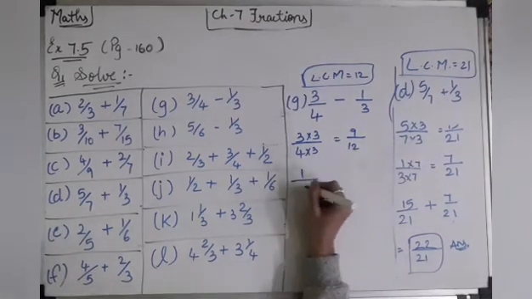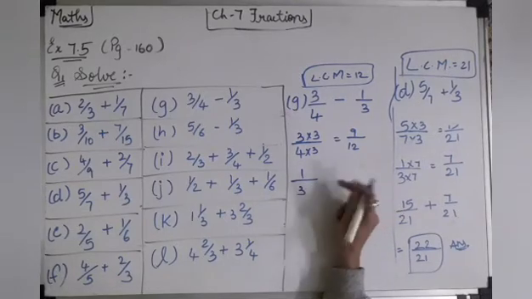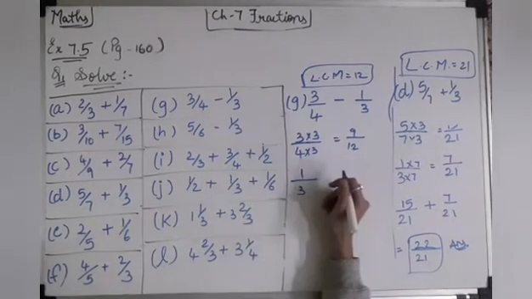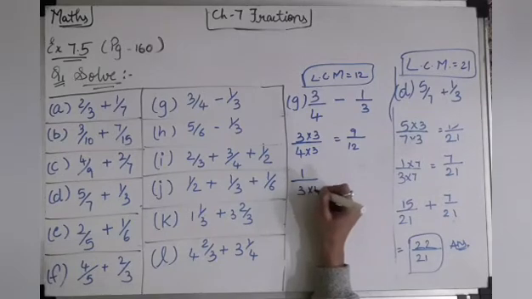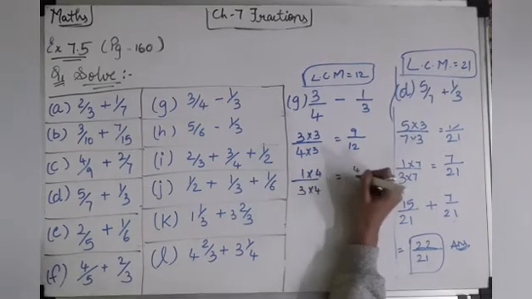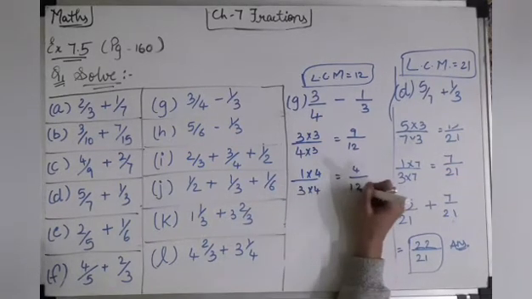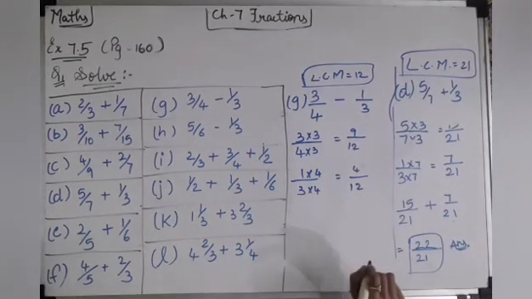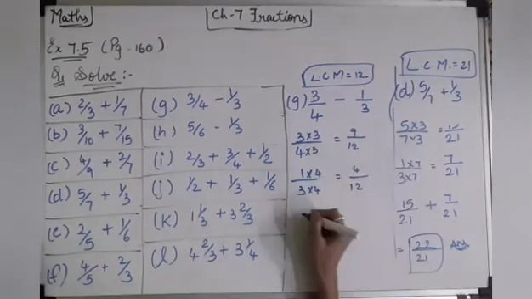Then it comes to 1 upon 3. So by which number I will multiply 3, so I will get 12? So it is 3 4s are. So in numerator also I will multiply by 4. 1 4s is 4 and 3 4s is 12. So we got the similar denominator.